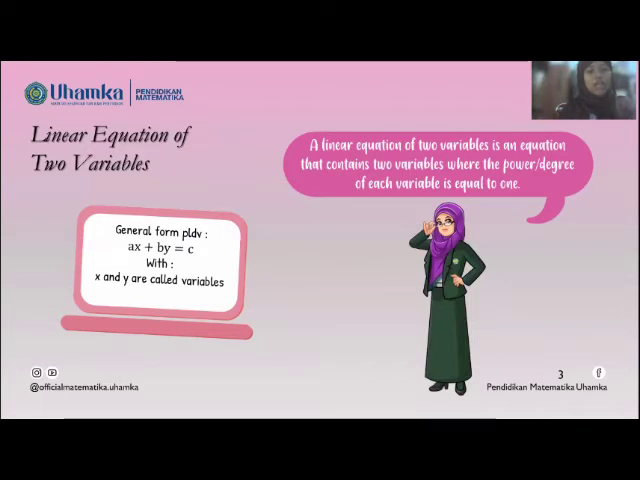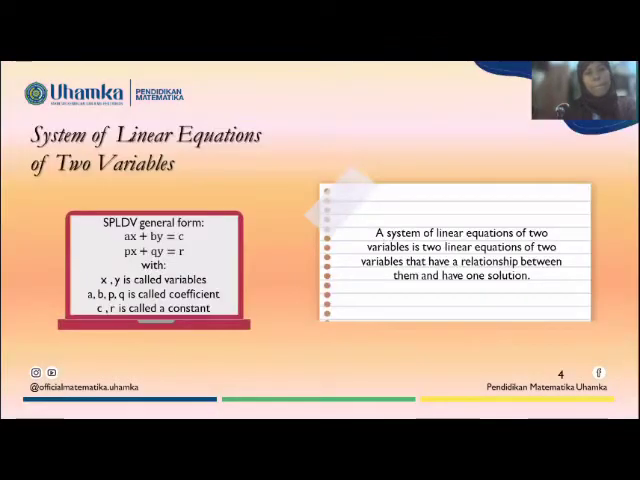The first is that we will discuss the definition of linear equation of two variables. A linear equation of two variables is an equation that contains two variables where the power or degree of each variable is equal to 1. The general form of PLDV is ax plus by equals c, where x and y are called variables.